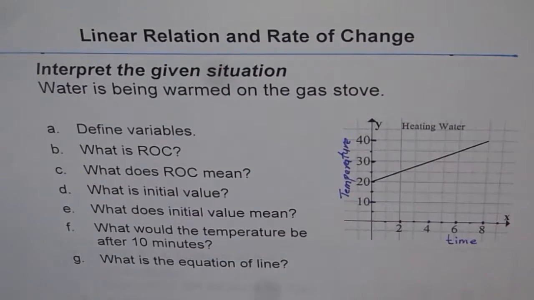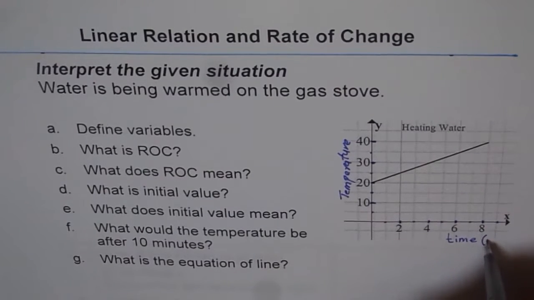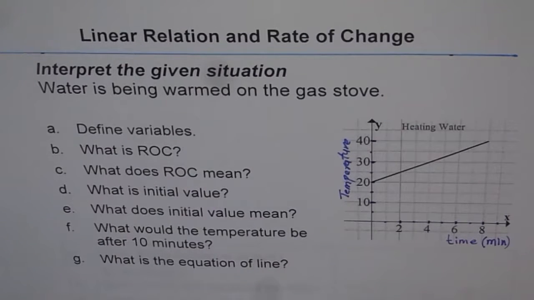Right. So the time could be in seconds, minutes, hours, like that. But here in the question we have, what would the temperature be after 10 minutes. So that means this should be less than 10 minutes, right? So it is a good idea to write units in minutes. So that is the reason why I am selecting time in minutes, not in seconds or hours, because the question here relates to the units, right?